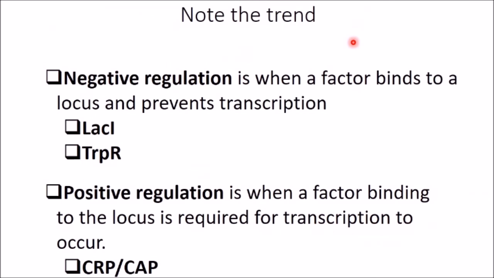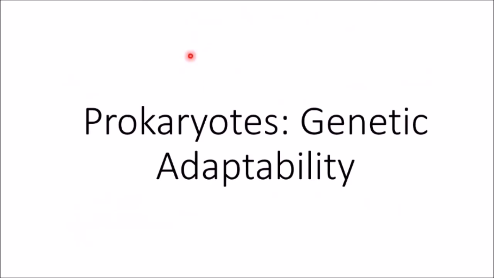Anyway, note the trend. Negative regulation is when a factor binds to a locus and prevents transcription. LAC-I, TRPR. Positive regulation is when a factor binding to the locus is required for transcription to occur. That's like the cyclic AMP protein, or cyclic response protein, and any kind of activator proteins. Prokaryotes, genetic adaptability. We're going to move on now from the LAC operon and talk about genetic adaptability.